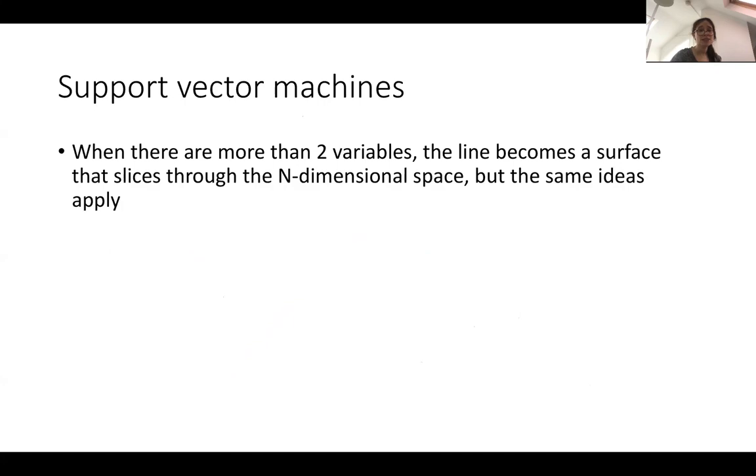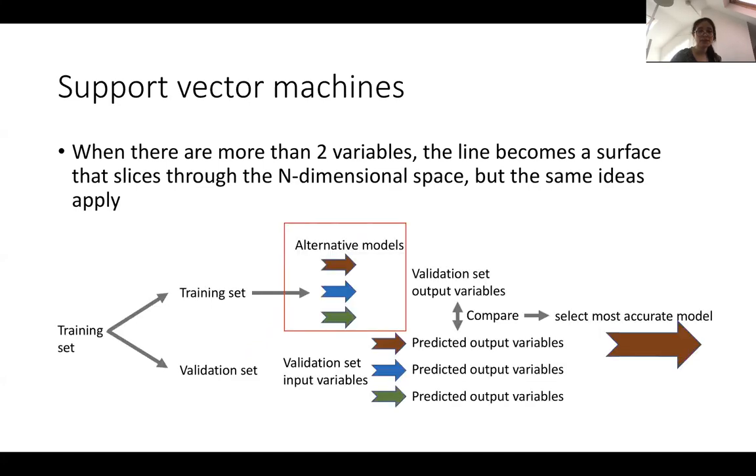So far, in the support vector machines that I've illustrated, we've only used two variables. However, the same ideas apply if you have more input variables. Instead of having a line, you end up with a surface that slices through the n-dimensional space.